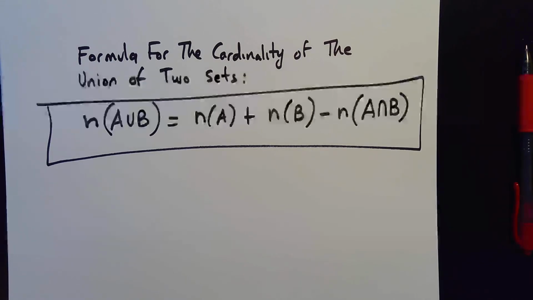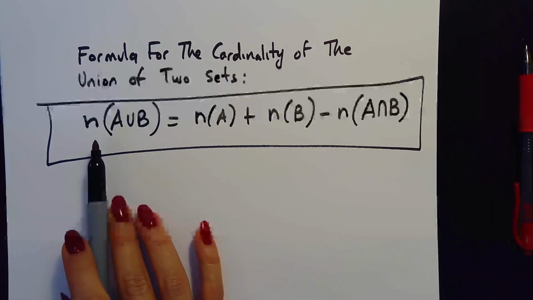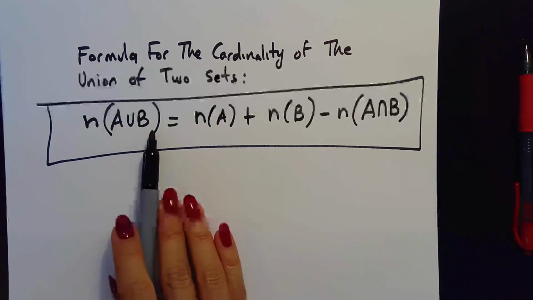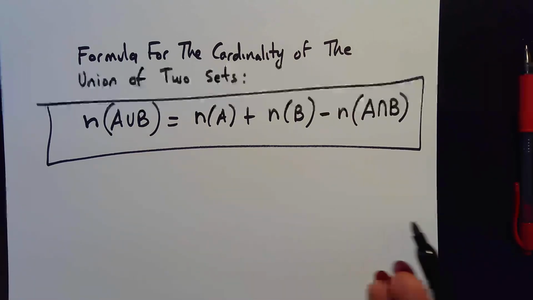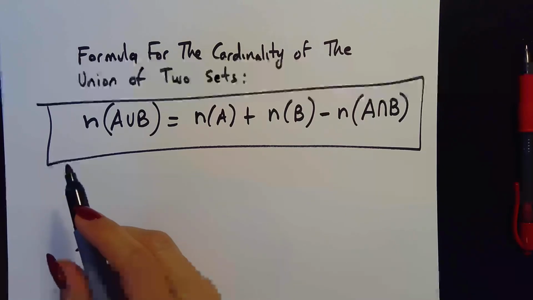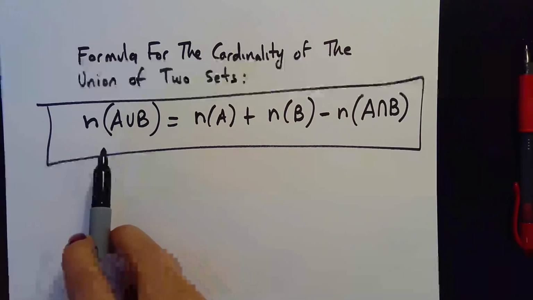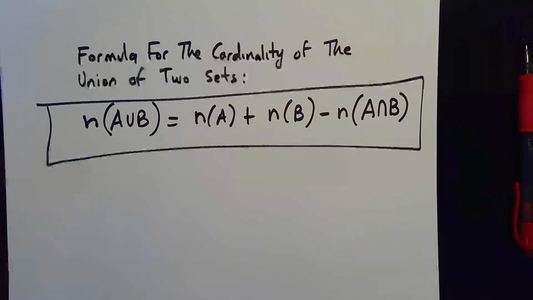Okay? So make sure you understand. This is the cardinality of the union of A and B. In other words, what is it saying? How many distinct elements are in the union? This means the number of distinct, or different, elements in the union of two sets. Okay, so let's read the first problem.